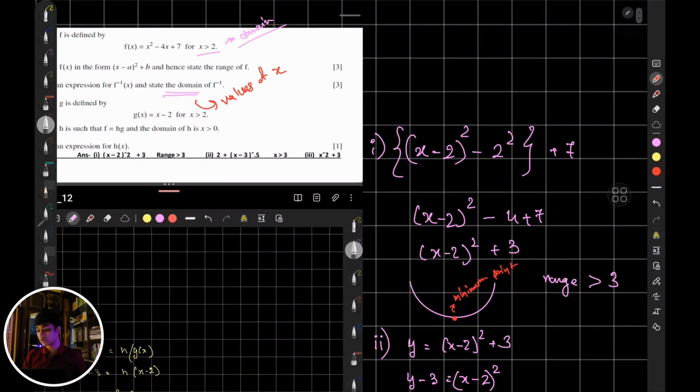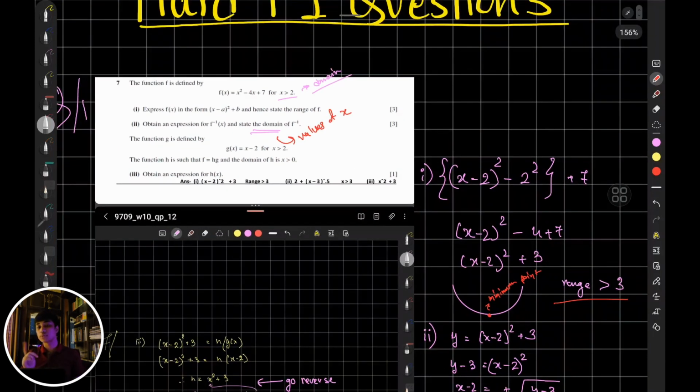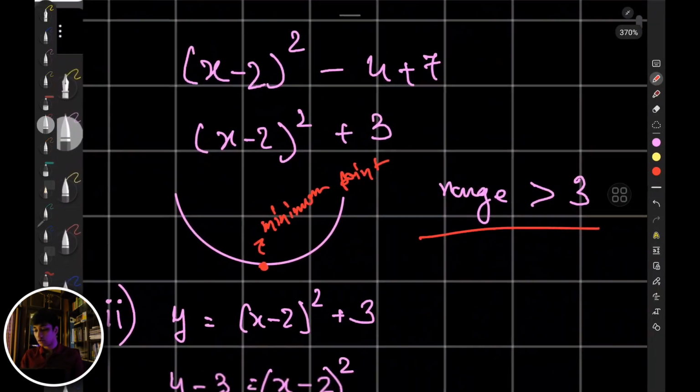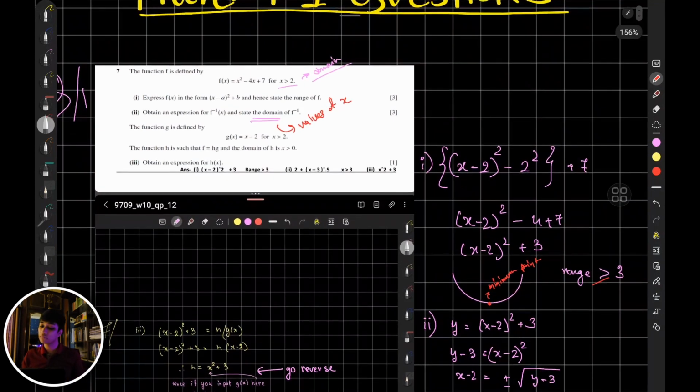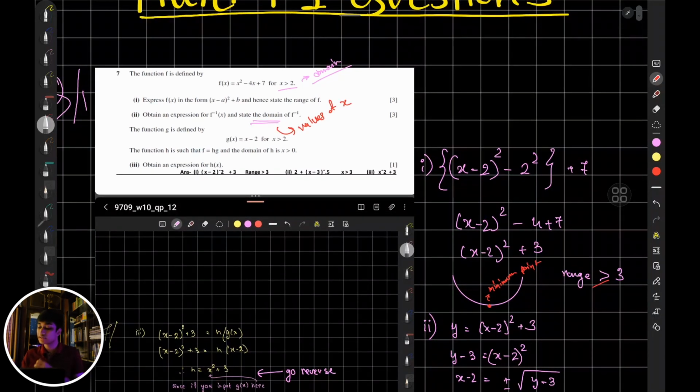So the range is going to be, since 3 is your minimum value, the least possible value, your range is going to be greater than 3. Now, one thing to remember over here, guys, is you cannot give greater than or equal to 3. A lot of people might make this mistake. Why can you not give greater than or equal to 3?